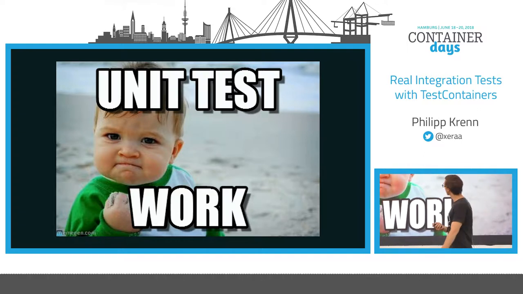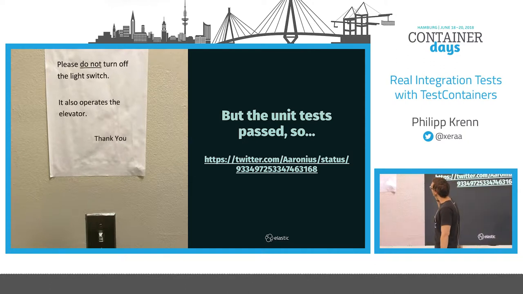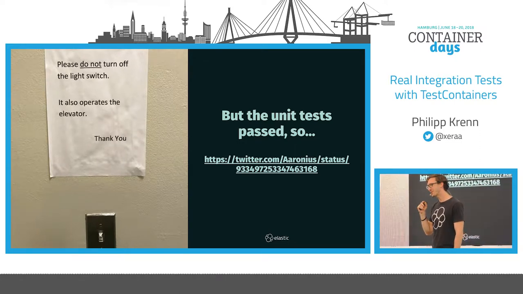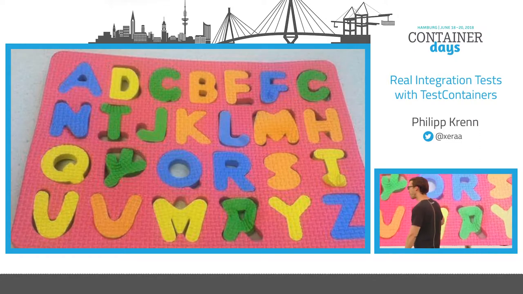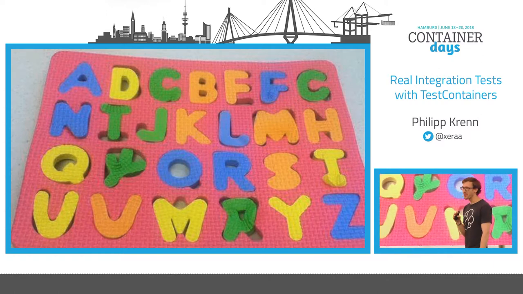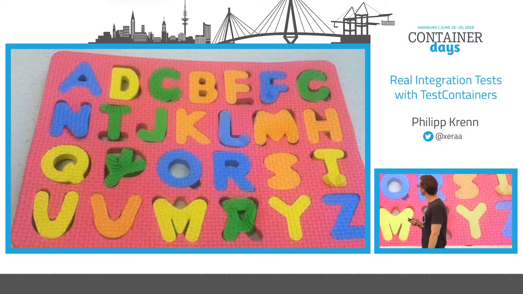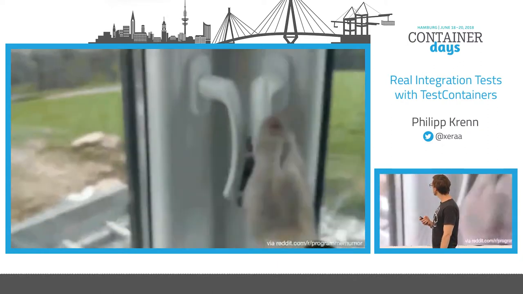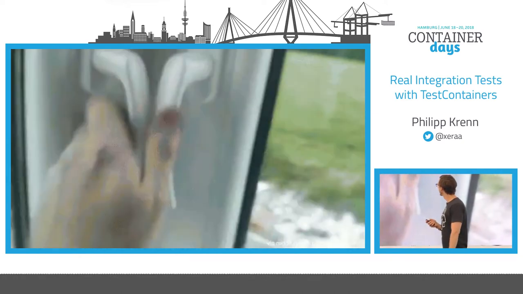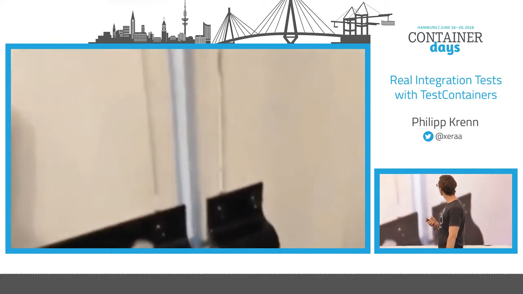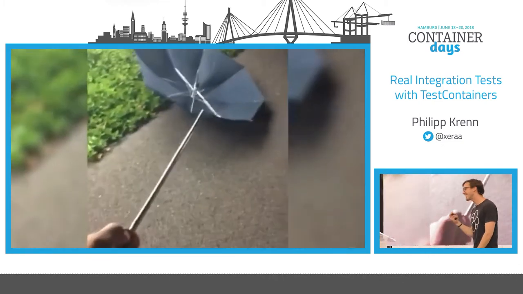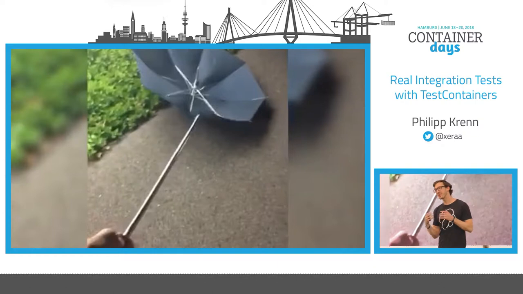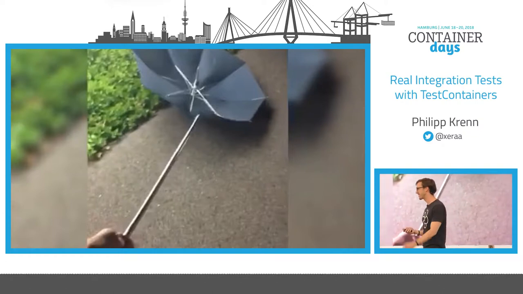Kind of the motivation why you should do integration tests is stuff like that. When you see, don't turn off the light switch because it also operates the elevator. This is pretty much like, unit tests work, integration tests probably don't work that well. Or you could have various other variations, like here you can see the tests kind of work or not, depending on how you see that. Other stuff is like, yeah, unit test works, integration test probably doesn't work. Or this one, I also like this one, this is for security. So you can see there are lots of reasons why you might want to do some kind of integration tests and not just unit tests to test stuff independently.